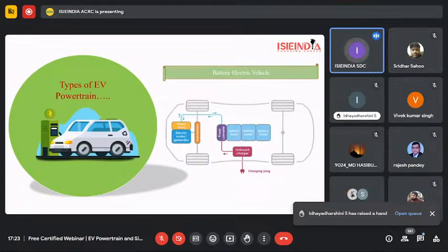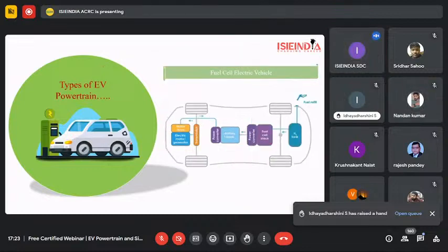So you can see this is a pure electric vehicle, so no hybrid concept is being used. Simply, you can see on the screen that the onboard charger is connected to the power converter, and then this power converter is connected to the battery pack. So I hope you guys are clear now. Yes, sir.